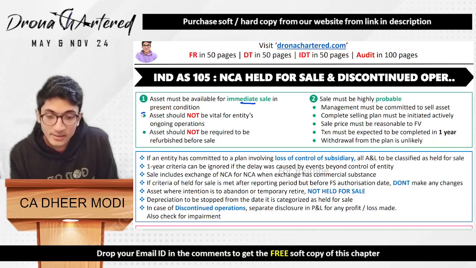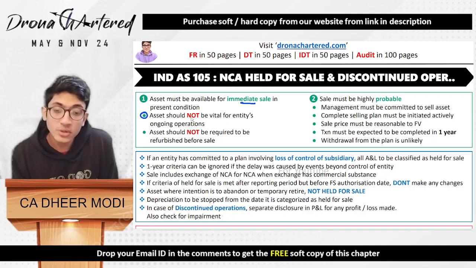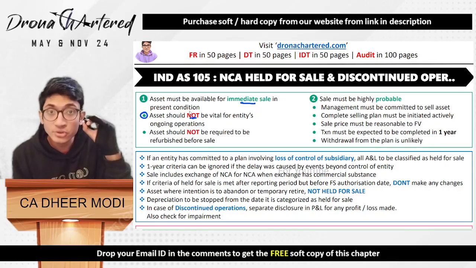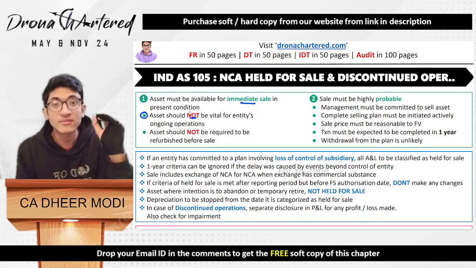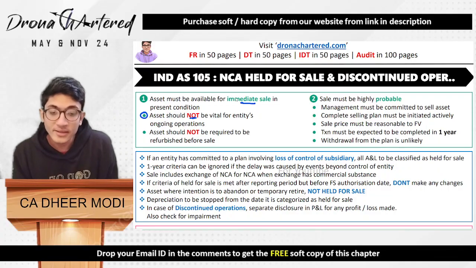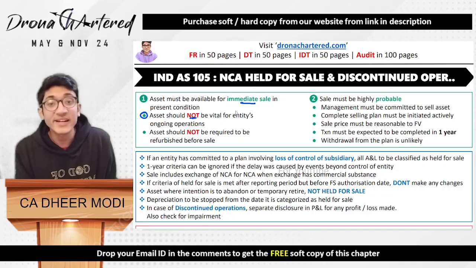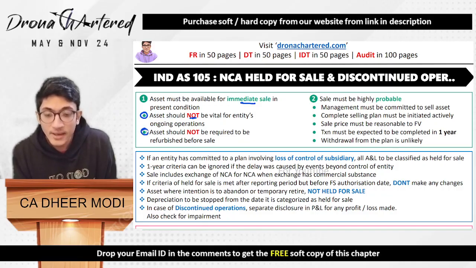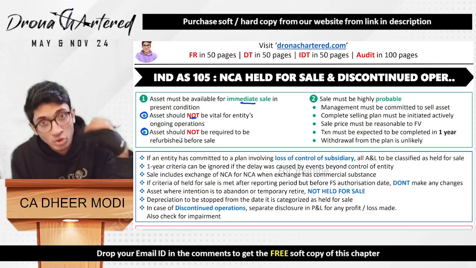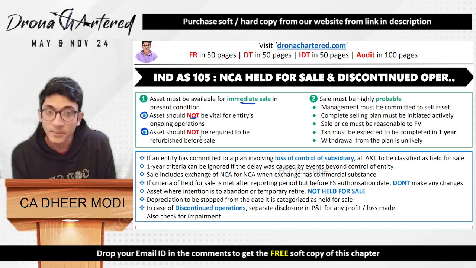And two conditions are there. Assets should not be vital for the entity's ongoing operation. That means the operation should not stop just because of the sale of these assets, because otherwise it would come under discontinued operation. And second, assets should not be required to be refurbished before sale. That means it should not need major repairs before being sold.